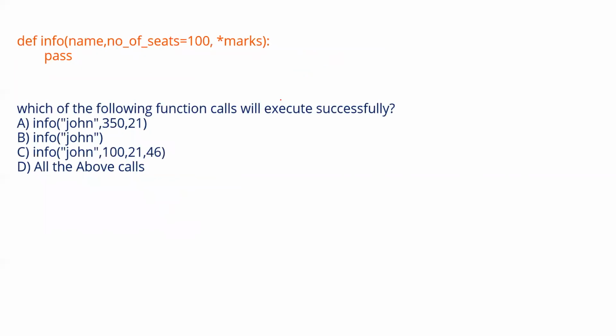Now observe one more thing. This is also based on functions concept. See, df info, these are the 3 parameters we are passing. Now the function call which matches this function definition is, observe here, John will be copied here, 350 will be copied here, will be overridden here. Okay, and similarly 21 marks will be copied, so this is correct.